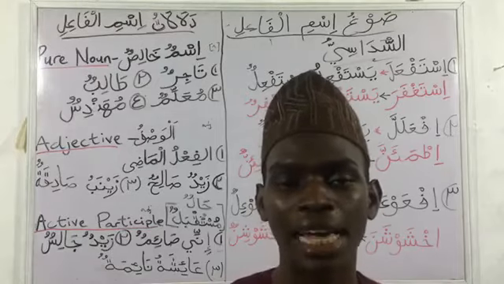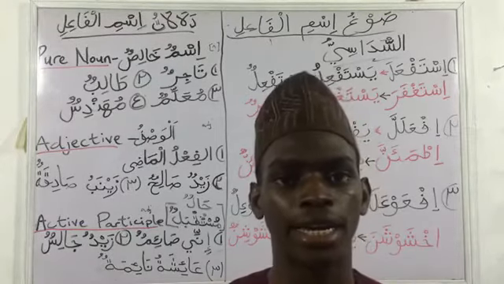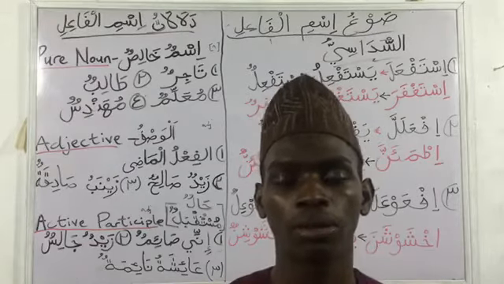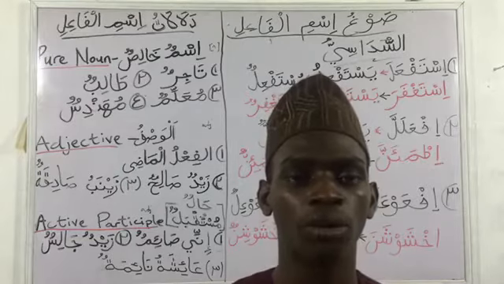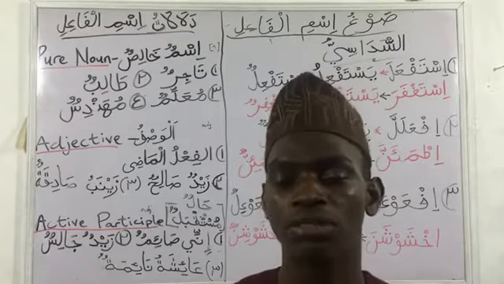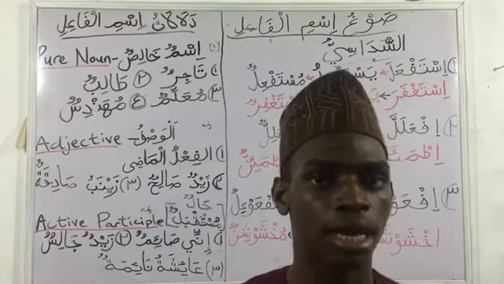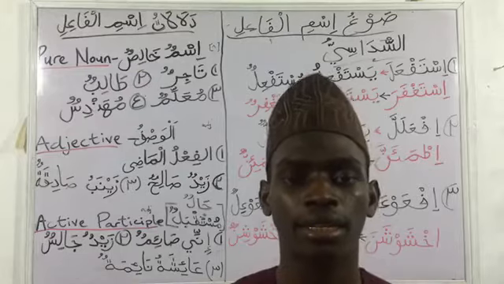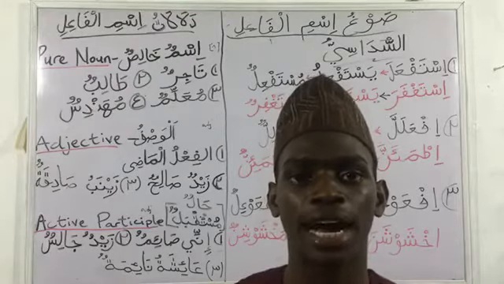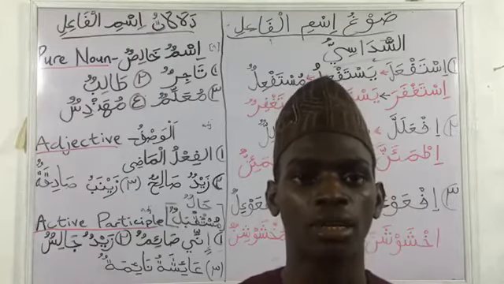In the past two classes, we've explained how we form Ismul Faa'il from Fi'l Thulathi, which is the three-lettered verb, and Fi'l Ruba'i wal Khumasi. We explained that for the three-lettered verb, forming Ismul Faa'il, we simply take the verb from a fa'ila shape into a shape of fa'ilu.